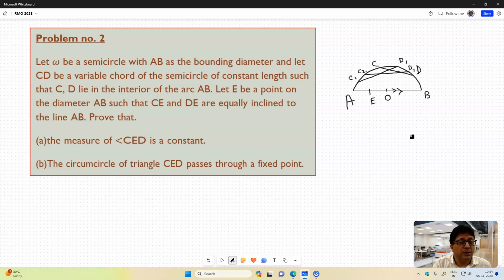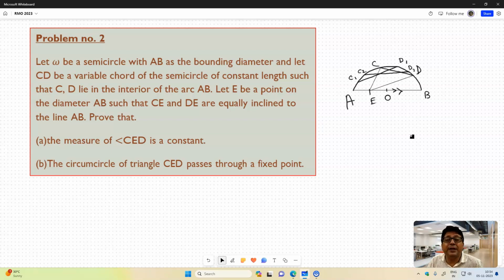on the diameter such that CE and DE. CE is which part? This part. CE and DE is this part. C and D making equal angle. Obviously at this position it is not possible. Maybe it is possible here. Maybe it is possible here.